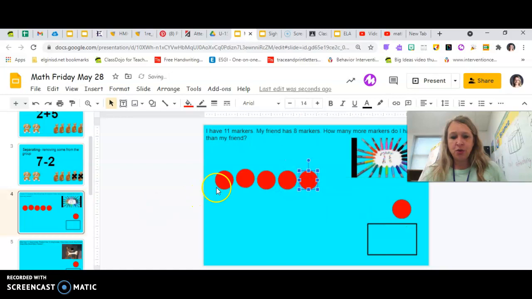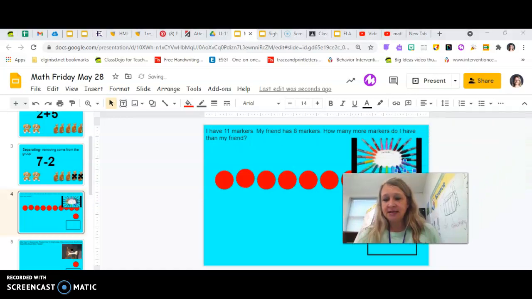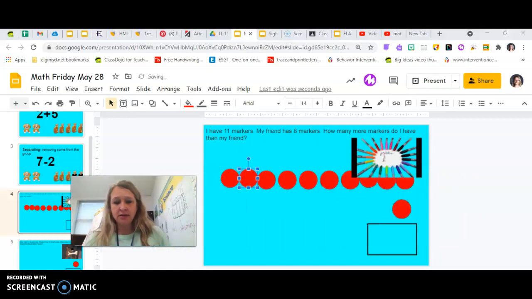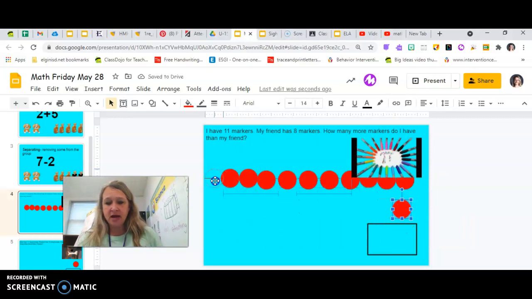1, 2, 3, 4, 5, 6, 7, 8, 9, 10. Gotta squish them together a little bit more. Not too much. I don't want them touching. And then one more. 11. Okay, let me double check. 1, 2, 3, 4, 5, 6, 7, 8, 9, 10, 11.